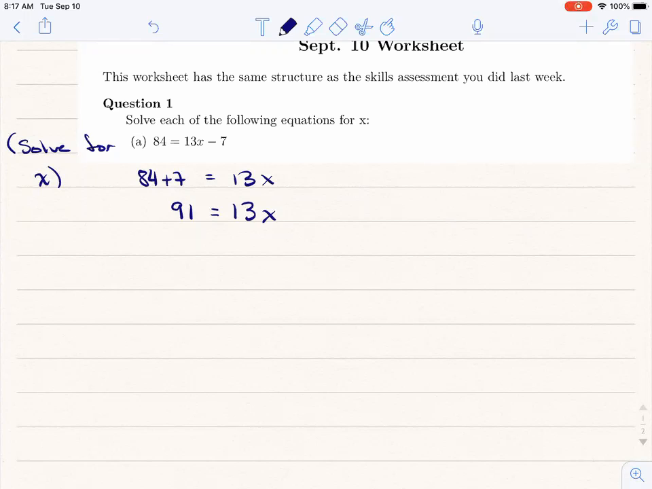All right, 91 is 13x. We want to get the x alone, so 13 is multiplying the x, and so to undo it, so to speak, we have to divide both sides by 13, right? And so 91, oops, there we go. 91 divided by 13 is 7.